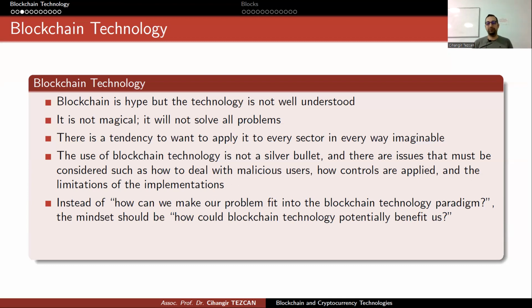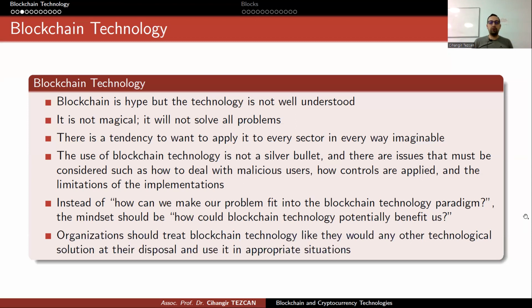But again, when you start talking about these abstract ideas, you realize that, for instance, the blockchain they try to create becomes hundreds of terabytes in just a few days. So you have to think about scalability and security and so on. Organizations should treat blockchain technology like any other technological solution at their disposal and use it in appropriate situations.